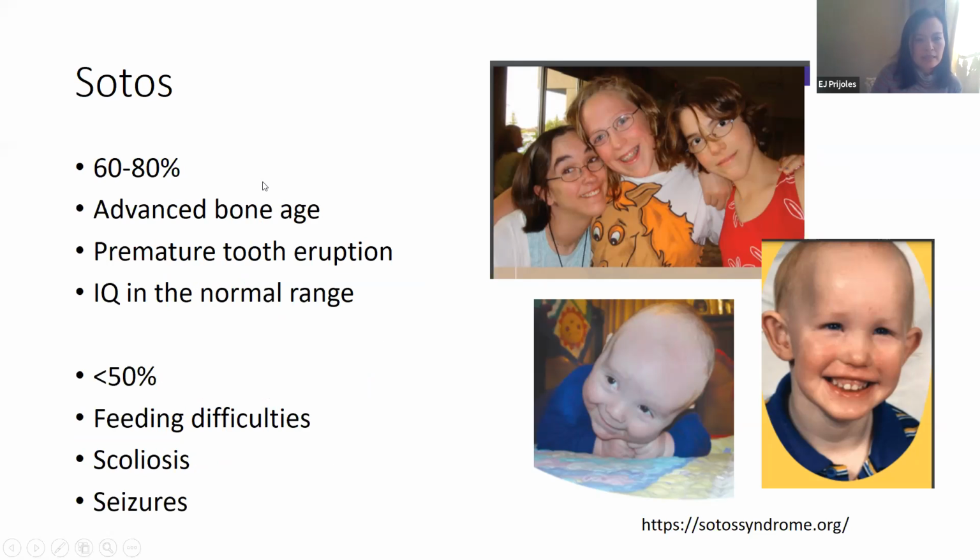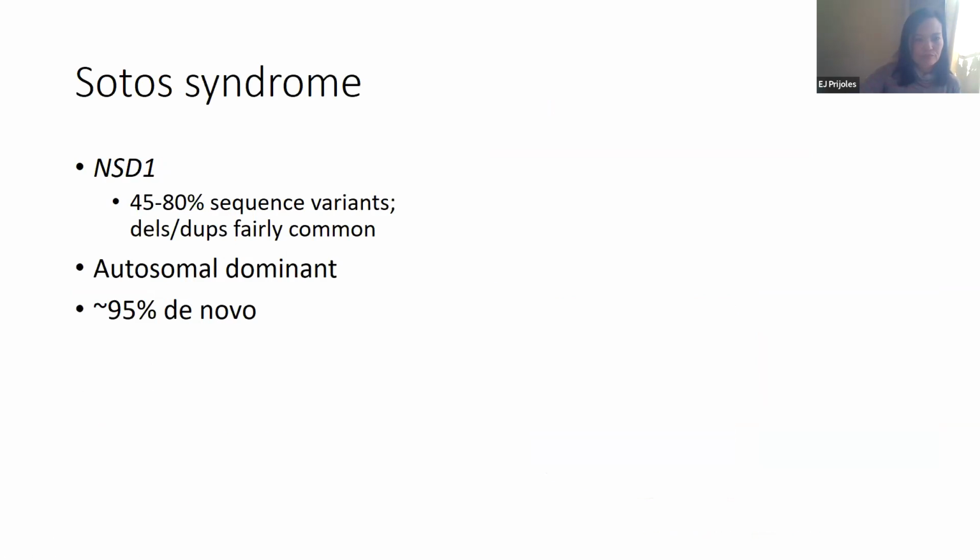So 60 to 80% have advanced bone age and premature tooth eruption with normal range IQ. As I mentioned, that can be a possibility. And then less than 50% of individuals with Sotos syndrome have been reported with feeding difficulties and scoliosis and seizures. This is related to an autosomal dominant change in the NSD1 gene, and it is often de novo, but can be inherited.